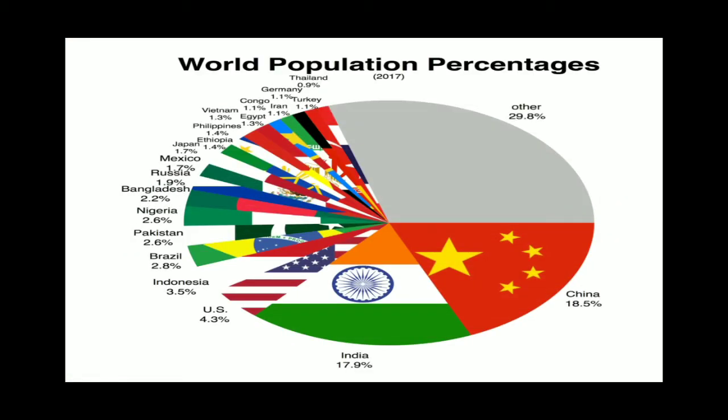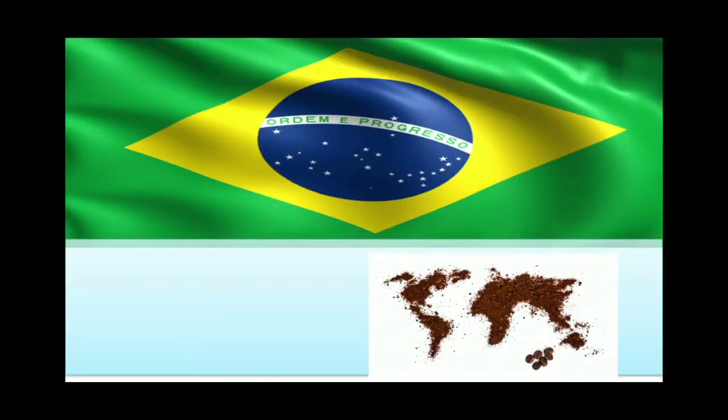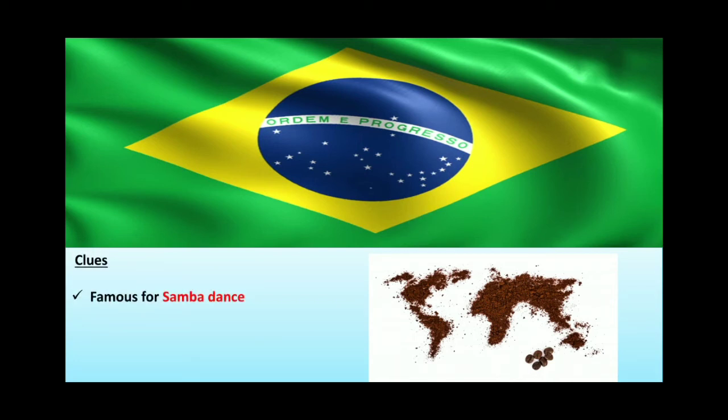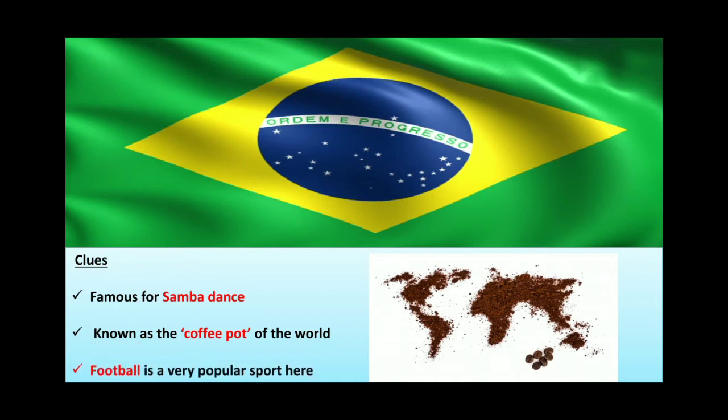But now, about the second one, clues for this map and the flag: famous for samba dance, known as the coffee pot of the world, and football is a very popular sport here. As cricket is very popular in India, football is the sport which is very popular in this country, this flag. And yes, the answer is Brazil. So, in the geography of this standard 10th, we are going to study about Brazil and India.